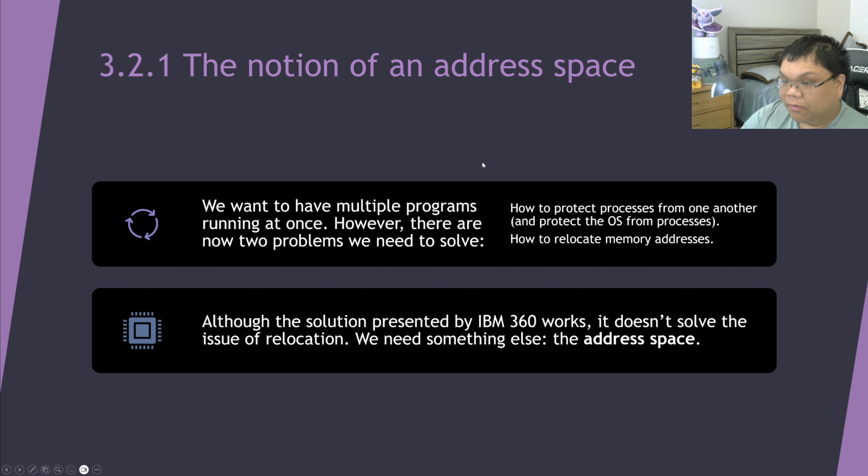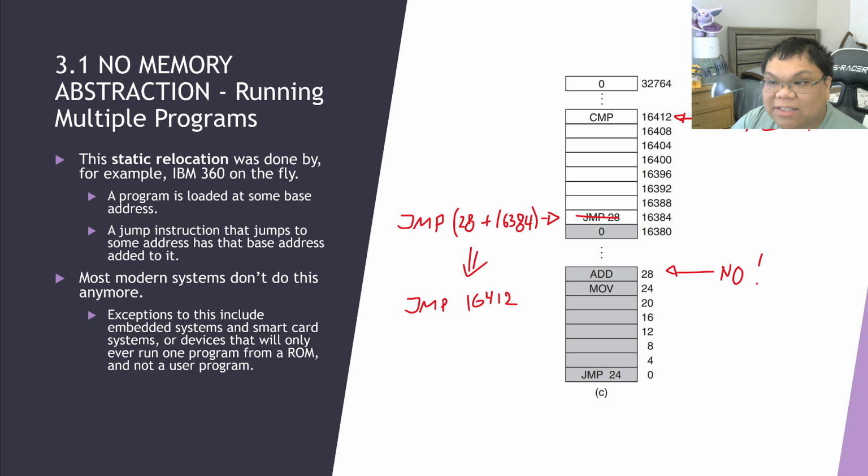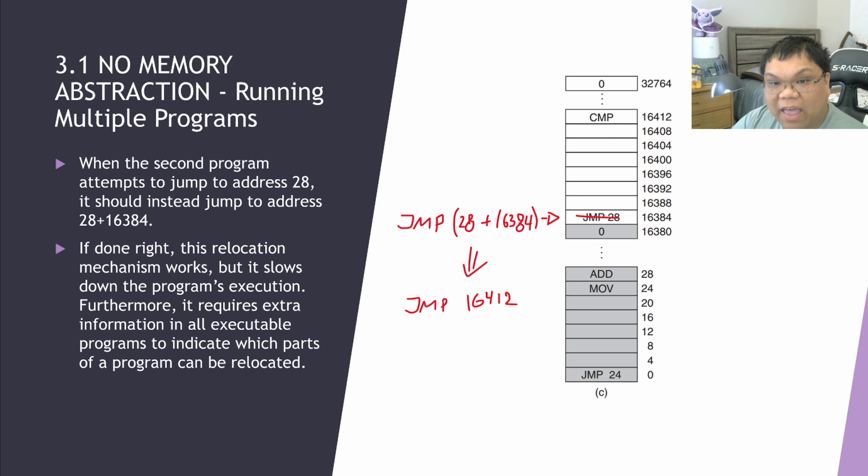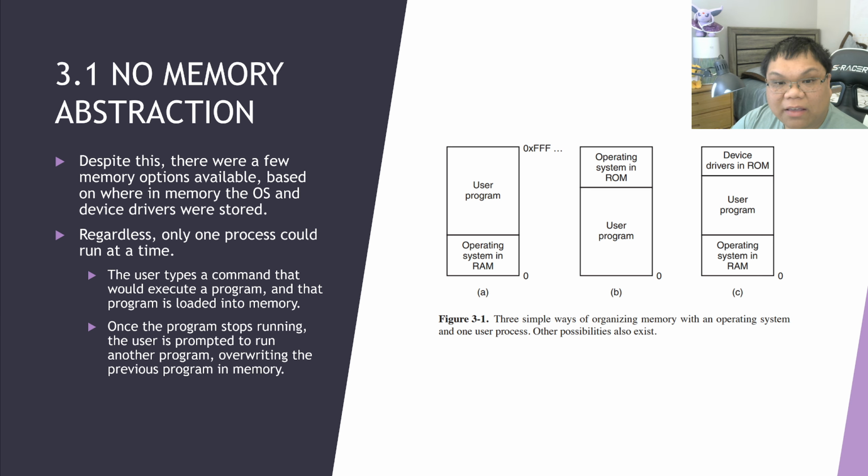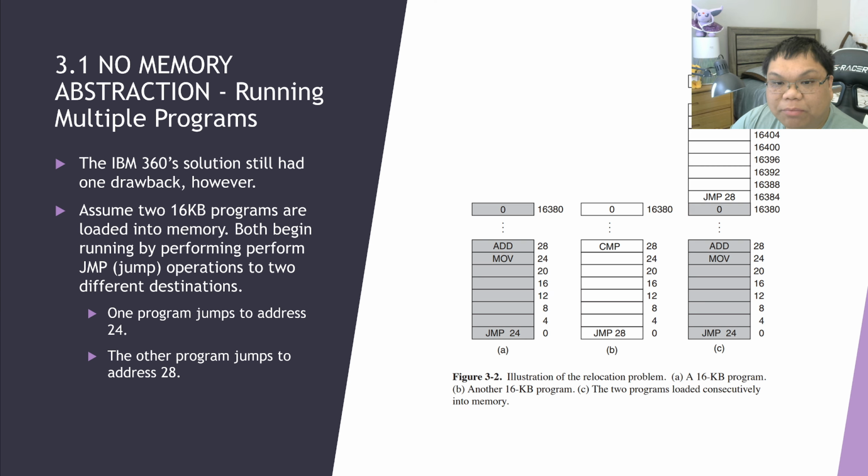So, we went from having no memory abstraction to the notion of having what's called an address space. We want to have multiple programs running at once, but we need to solve two problems, and we've seen those two problems already. How to protect processes from each other, and because the memory also contains the operating system, we also want to protect the operating system from other processes. So we need to protect processes from other processes, and we need to protect the operating system from other processes.